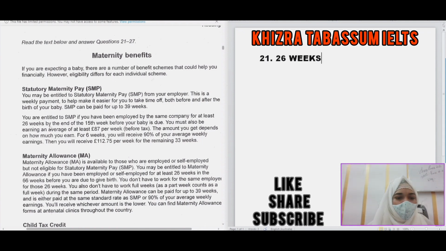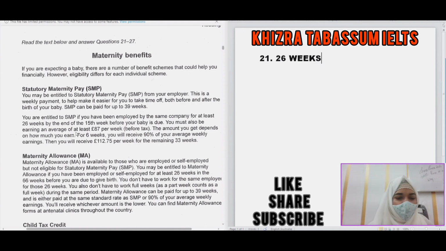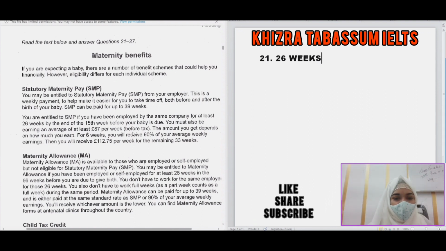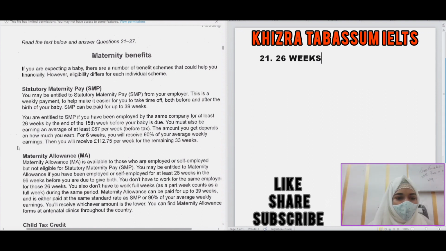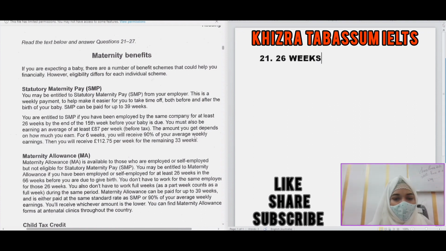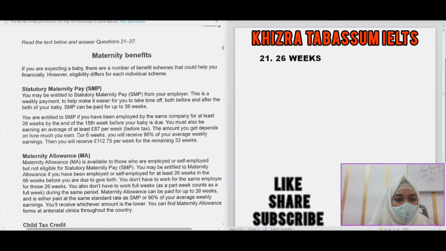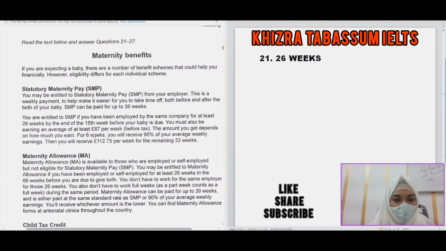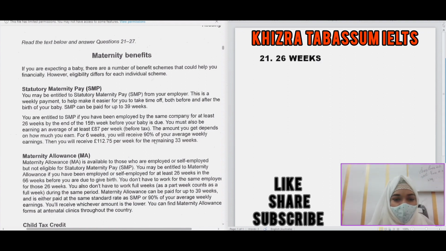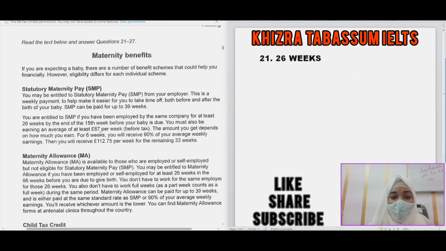By the end of the 15th week before your baby is due, you must also have average earnings of at least 87. Okay, this is dollars, this is an amount, not a percentage. The amount you get depends on how much you earn for 6 weeks. You will receive 90% of your average weekly earnings. See here, for 6 weeks you will receive 90 percent, average weekly earnings is also there, so our answer is 6 weeks.